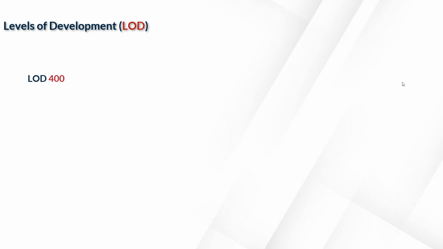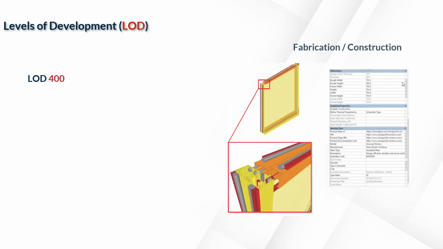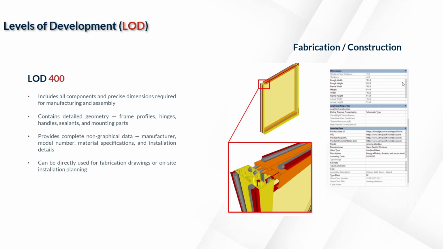The final level in the development scale is LOD 400, the fabrication and construction stage. Here, the element is modeled with enough detail and precision to actually build or manufacture it. In our window example, this means we now have all the information needed to fabricate and mount the window on site, including frame profiles, hinges, handles, and even installation details. As we move up each LOD level, both the geometry and the information become more refined, making the BIM model a highly reliable and data-rich representation of the real building component.